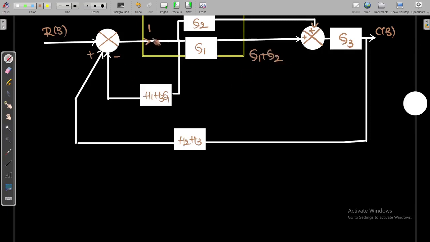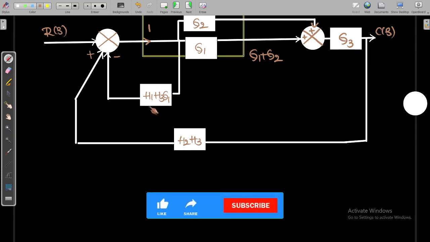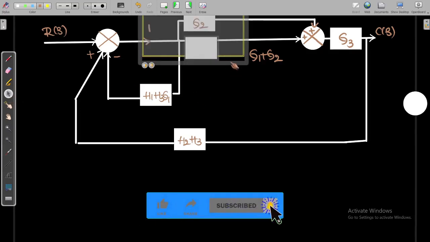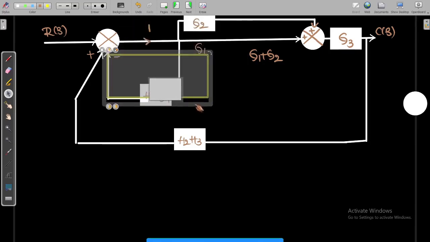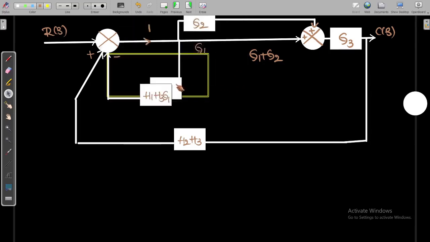And here you will have one gain, and it is a feedback element of H1, H3. So let us write both. In the next step, these two are feedback also. So you have one feedback path here. Let us write this answer also here only.